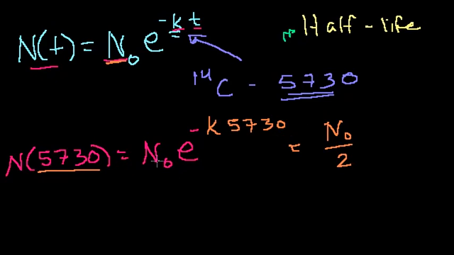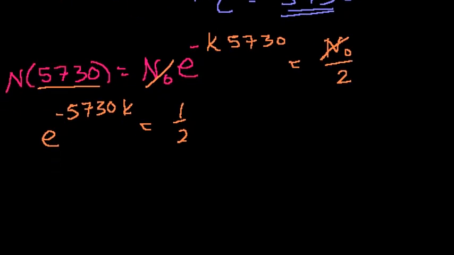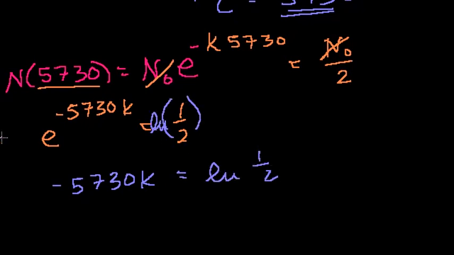So if we try to solve this equation for k, what do we get? Divide both sides by N naught, get rid of that variable, and then we're left with e to the minus 5,730k is equal to 1/2. If we take the natural log of both sides, what do we get? The natural log of e to the a is just a. So the natural log of this is minus 5,730k, and that is equal to the natural log of 1/2. I just took the natural log of both sides.